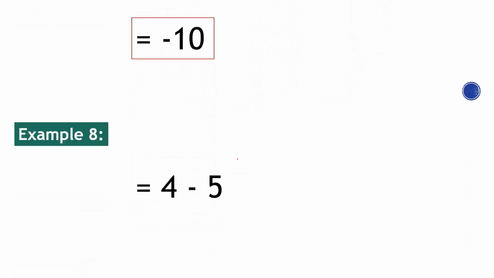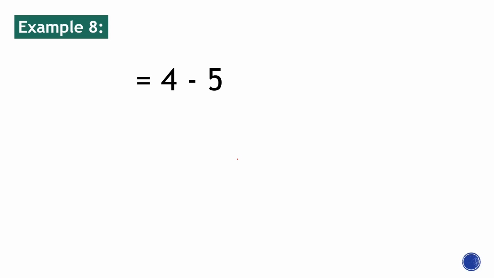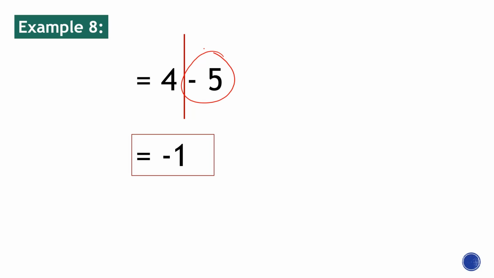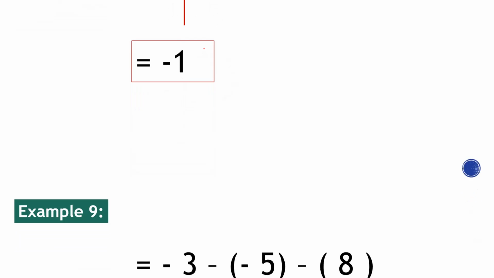Okay, so let's go to the next example. 4 minus 5. They have different signs here. So the answer is negative 1. Again, we will consider that as negative. I know it's 4 minus 5, but we can consider it as 4 and negative 5.